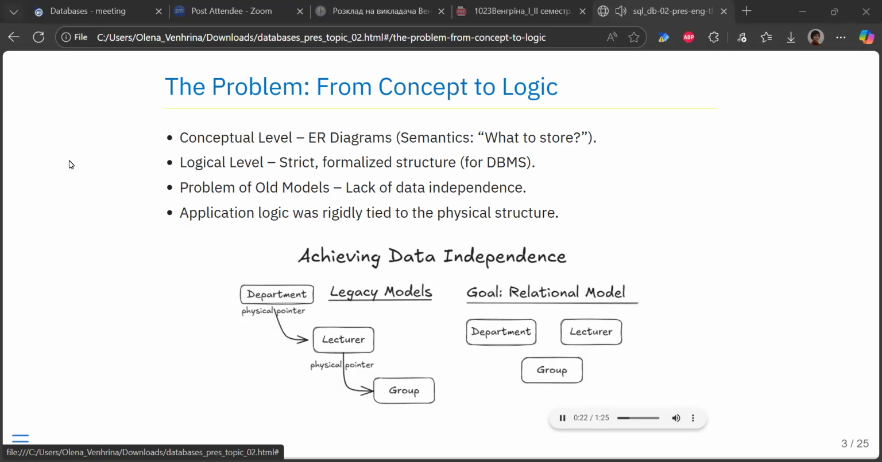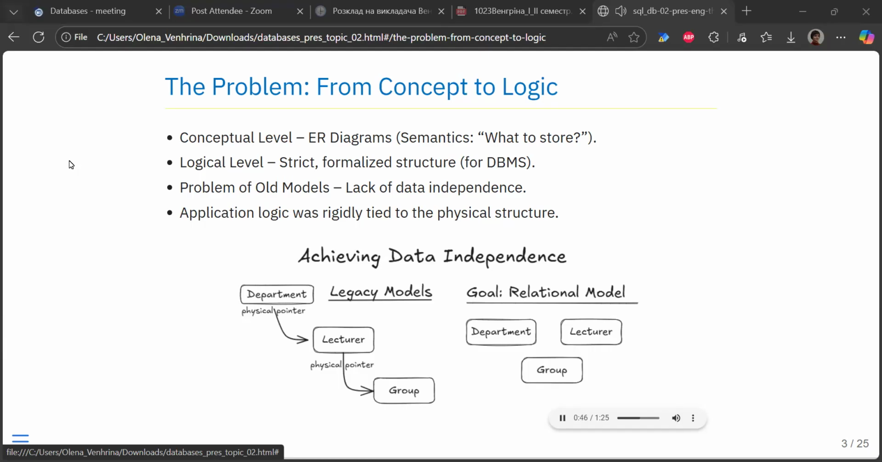Today we are moving to the logical level. Our task is to turn these flexible diagrams into a strict, formalized structure that a computer system, i.e. a DBMS, can understand and control. And to understand the revolutionary nature of the relational model, we must first understand the problem it solved. Before it, hierarchical and network models dominated. Their fundamental flaw was the lack of data independence.